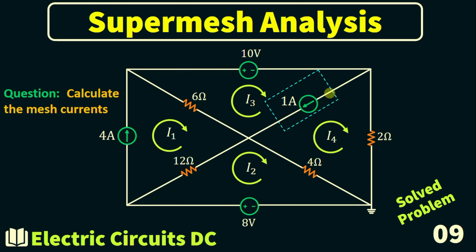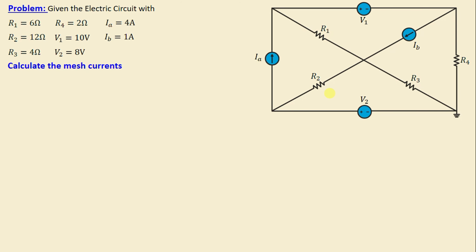Solve the problem number 9. Let's consider this network consisting of 4 resistors labeled R1 through R4 as well as 2 voltage sources V1 and V2 and 2 current sources IA and IB. The question now is to calculate the mesh currents. Let's move on to the solution.